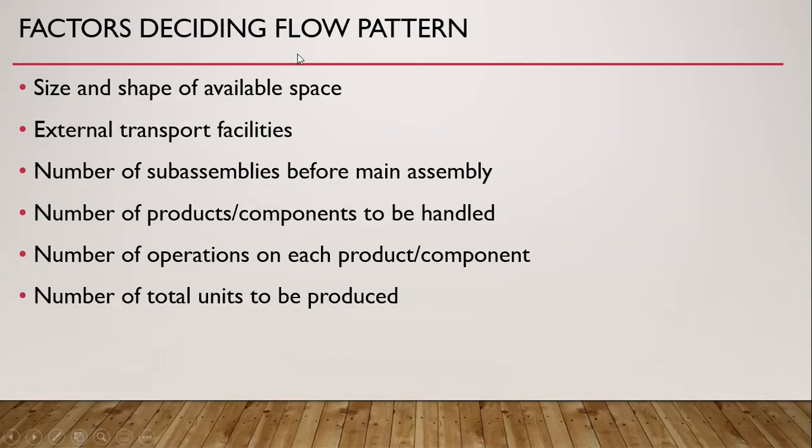The flow pattern of an organization depends on a number of factors. These include size and shape of available space, external transport facilities, number of sub-assemblies before main assembly, number of products or components to be handled, number of operations on each product or component, and number of units to be produced. These are the factors which decide what type of flow pattern should be there for a particular organization.